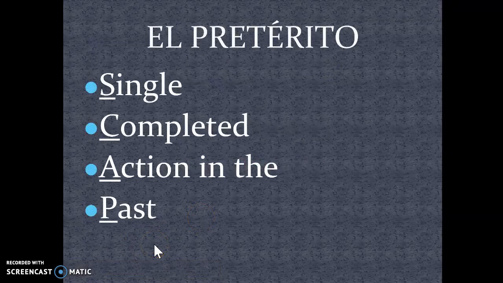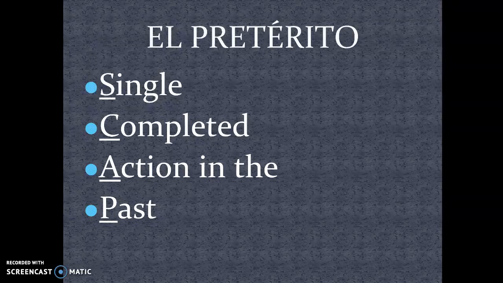Starting with el pretérito. What you have here is a mnemonic device that can help us to remember when we use the pretérito. The mnemonic device that we have here is SCAP, or single completed action in the past. This term is something that a lot of teachers here use at Framingham High School and that you may have heard from teachers in Spanish 2 or 3, depending on who you had.